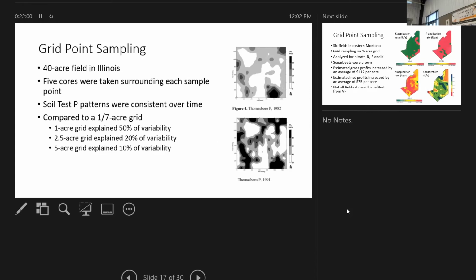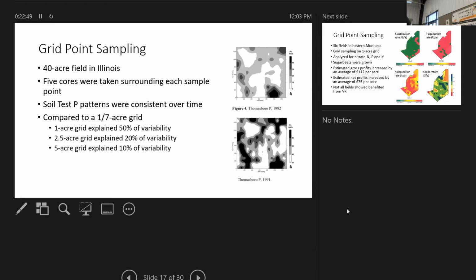All right, so grid sampling. Here are some maps from a field in Illinois, 40 acres, showing the stability of some of these patterns over time. This is for phosphorus, first done in 1982, and then again in 1991. We're seeing some of the same patterns here. Actually, it looks like maybe more variability with time, contrary to Jared, so maybe they're not doing something right. I don't know if they're doing variable rate on this or not. But the point is, it's somewhat repeated for some of these nutrients. Now, if you did this for nitrogen, you probably wouldn't see the stability, since it's more mobile.